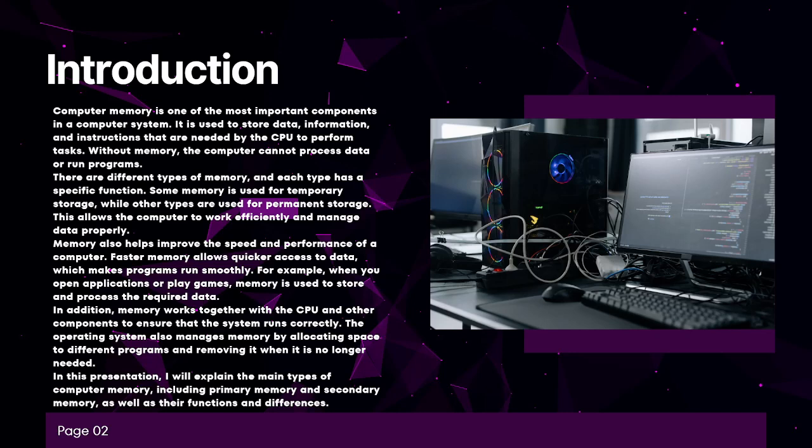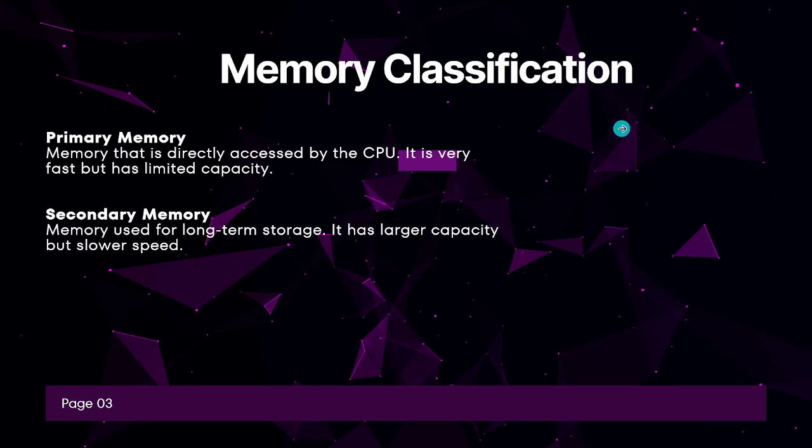The operating system also manages memory by allocating space to different programs and removing it when it's no longer needed. So in this presentation, I will explain the main types of computer memory, including primary memory and secondary memory, and the types of them, as well as the functions and differences. So we're going to start here with the memory classification.